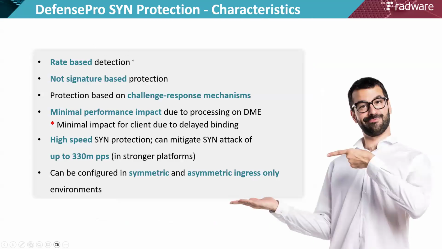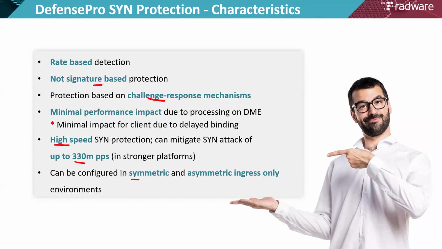So it is rate based, right? You have to set a certain threshold. There is no signature protection involved here. It is based on a challenge response mechanism. There is minimal impact because most of the time it is handled by the DME if it is a hardware based product that you have. It is high speed and can mitigate SYN attacks of up to 330 million packets per second. And it can be configured in symmetric and asymmetric ingress environments.